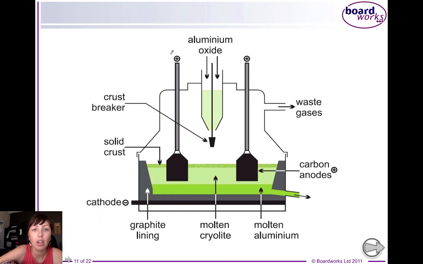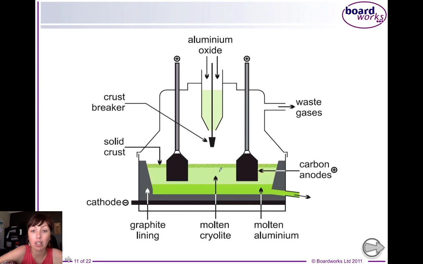Okay, so if you notice, the 2 electrodes that you have here are both anodes. They're both positive. The negative cathode is down here. And the reason why the electrolytic cell is set up this way is because aluminum, as you know, is a metal, and it creates positive ions.